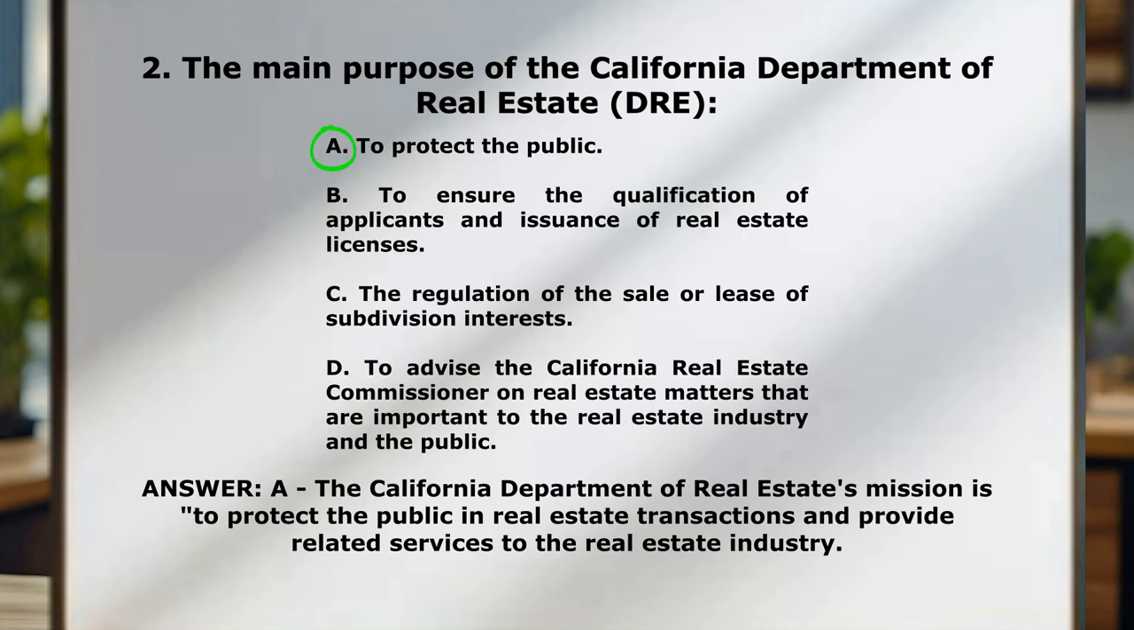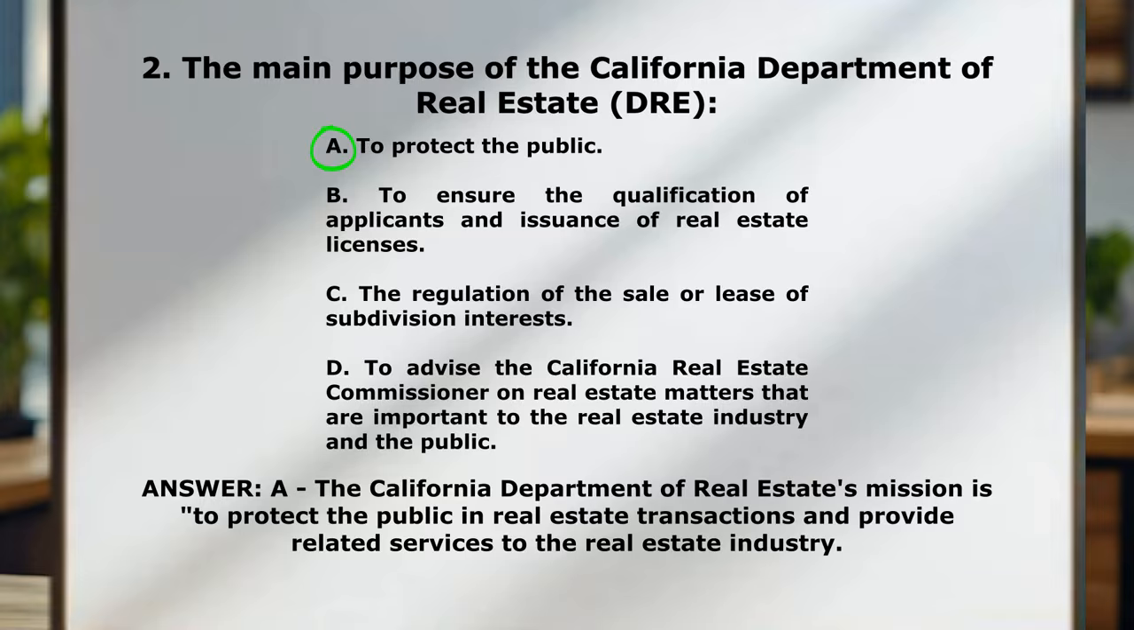Now, make note of this question because it feels like there could be 3 correct answers on this one, right? Answer A, protect the public. Answer B, ensure the qualification of applicants and issuance of real estate licenses. That is something that the DRE actually does, right? And then also D, to advise the California Real Estate Commissioner on real estate matters that are important to the real estate industry and public. That feels like it could be right as well.